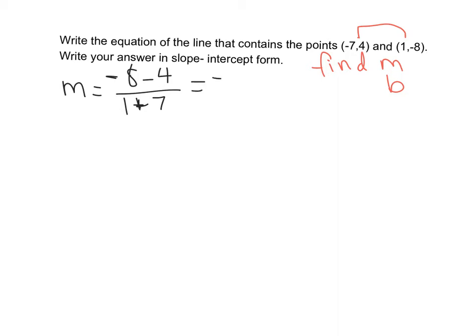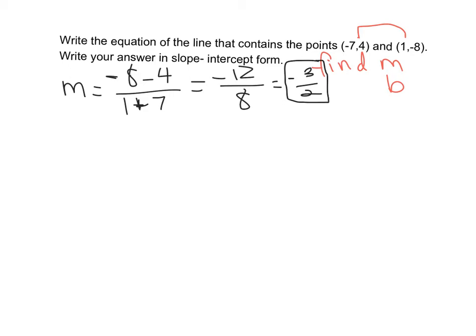Okay, so that's going to give me negative 12 over 8, which I want to reduce. It's easier to reduce it. So that's going to be negative 3 halves. So that's my slope. The problem says write the equation of a line that contains these points, and write your answer in slope-intercept form. So that's the slope I'm going to want to use. Now I want to find the y-intercept.